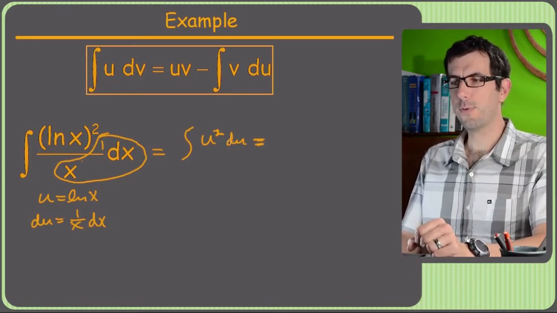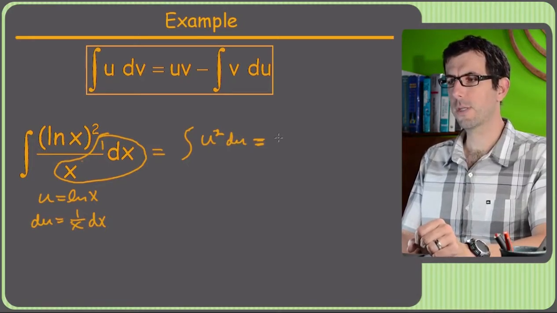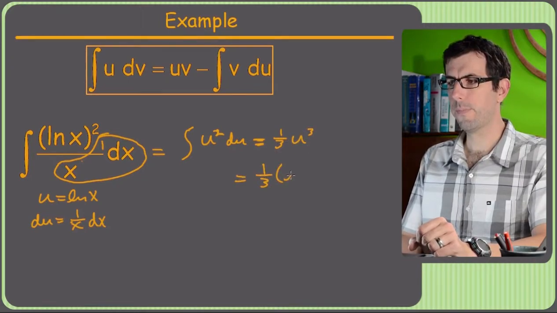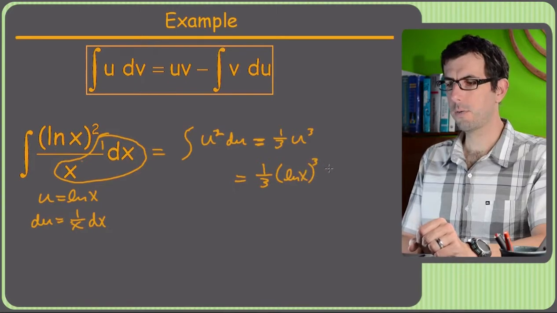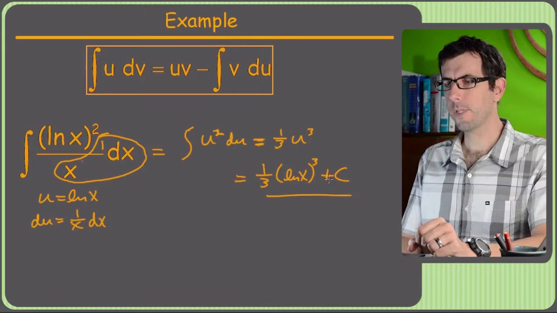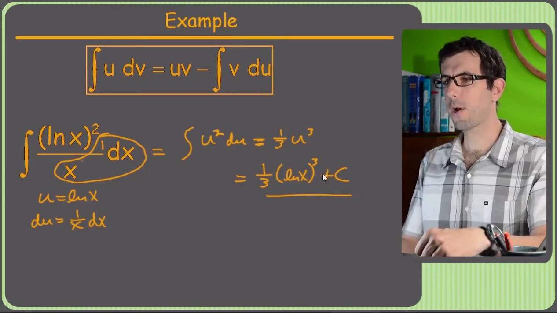All right, so the integral of u squared du is just going to be 1/3 u cubed, which is going to be 1/3 ln of x cubed plus c. All right, that was excellent. Glad we kept our eye out for u sub.